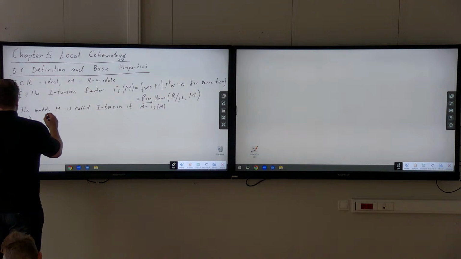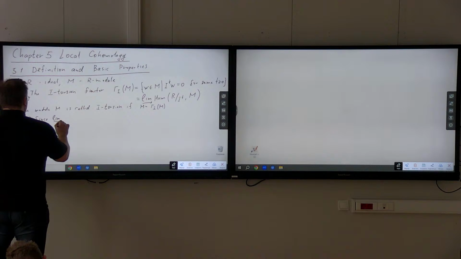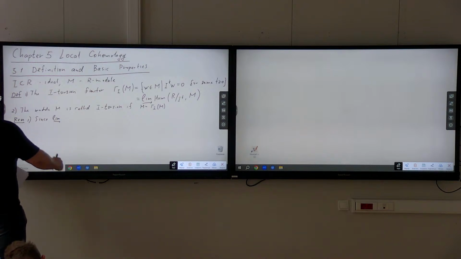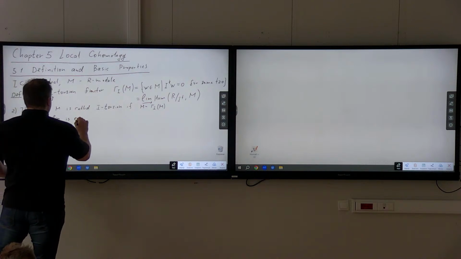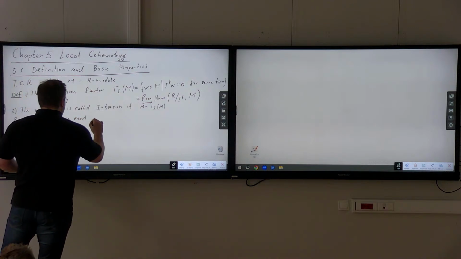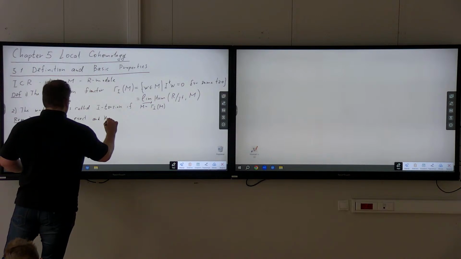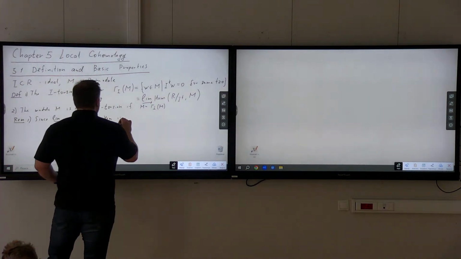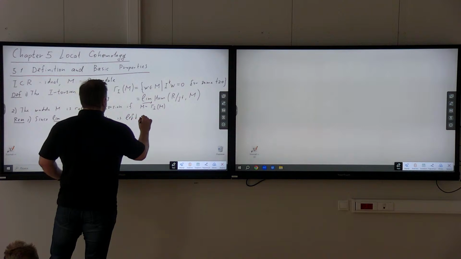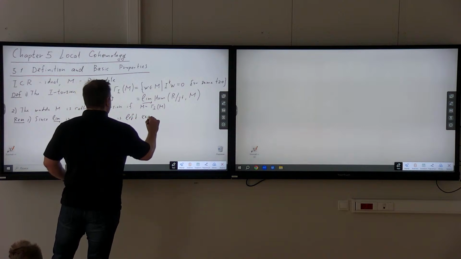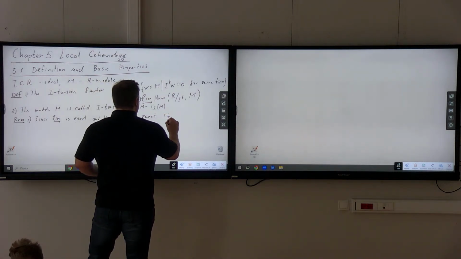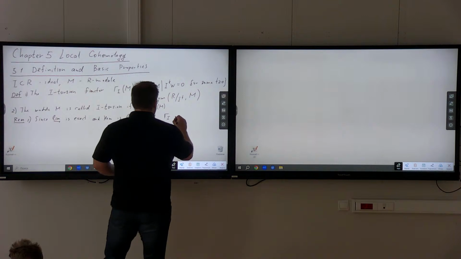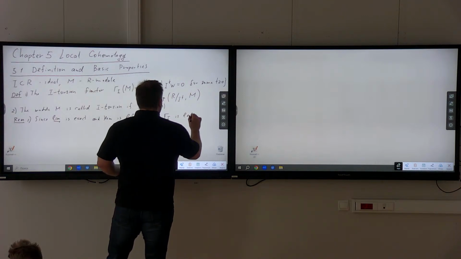So first, I'm not going to prove this, I assume that you know this. If you don't know this, do this as an exercise. Since direct limit is exact and Hom is left exact, gamma I is also left exact.